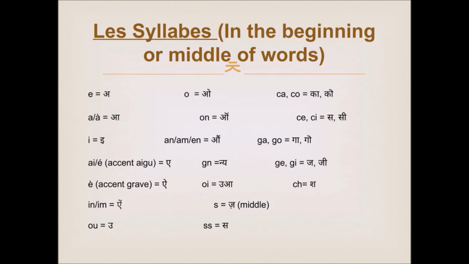CA or CO. When C comes with A or O, then they will be pronounced as Ka, Ko. The sound will be K. When C comes with E or I, it will be pronounced as S. Same thing goes with G. If G comes with A or O, they will be pronounced as Ga, Go, but with E and I, it will be pronounced as J, Ji. CH will be pronounced as Sh.